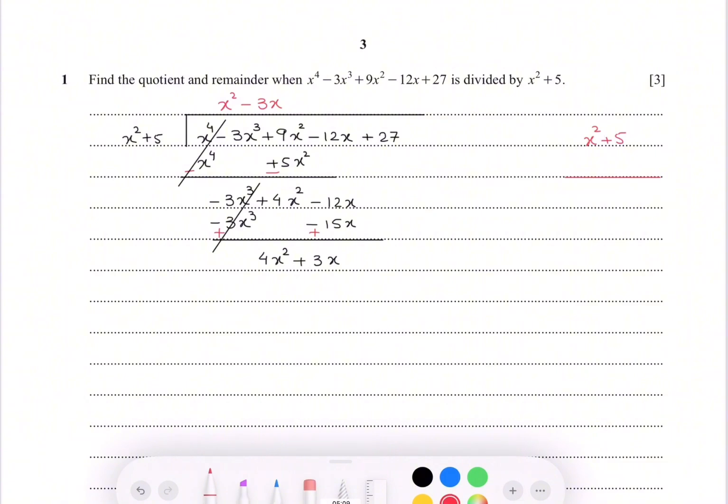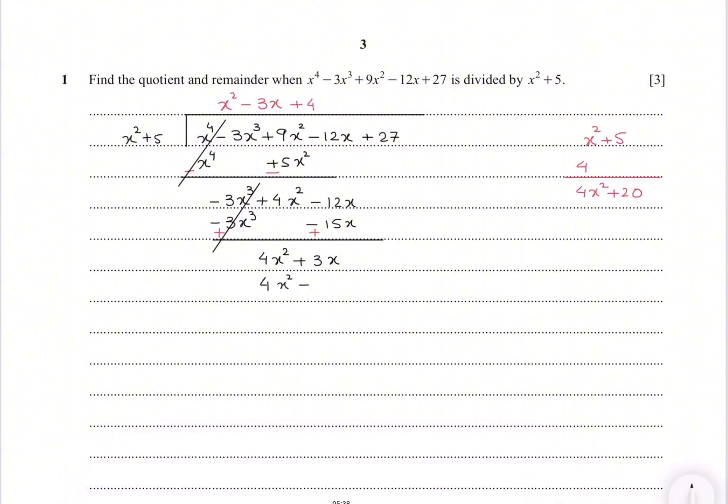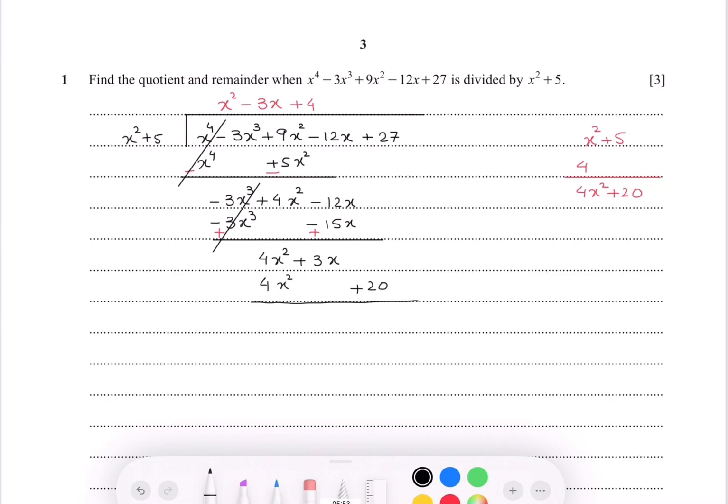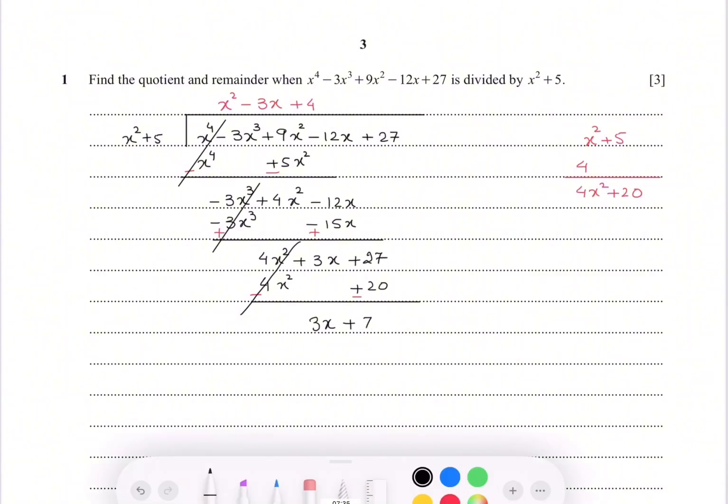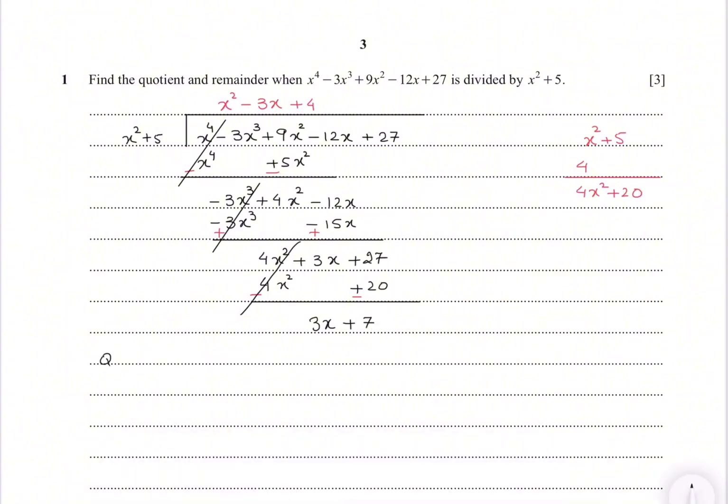Okay, I forgot to bring 27 down. Okay, now try to bring 4x square. So multiply x square by 4 to get 4x square. So you write it down here. Okay, now I write 27. So your remainder is 3x plus 7. And your quotient is x square minus 3x plus 4.